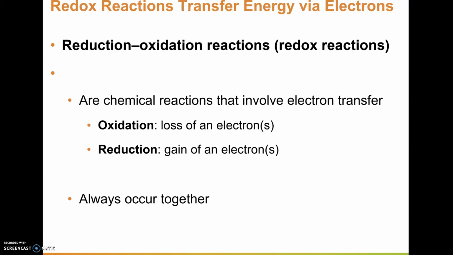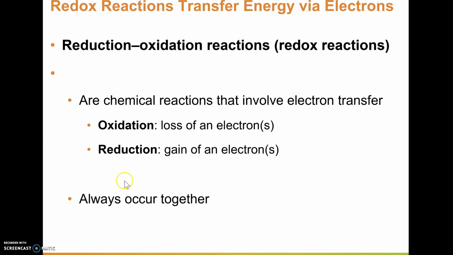reduction oxidation reactions. There are two different types of reactions, but they always occur together, and so they're called redox reactions. The first process that happens is oxidation, which is when an atom or a molecule loses an electron. We then say that that atom or molecule has been oxidized. Reduction is the other part of the reaction, and that's when the atom or molecule gains an electron, and then we say that that atom has been reduced.